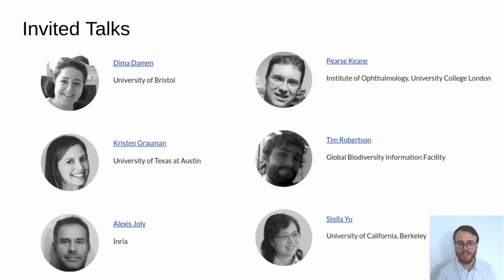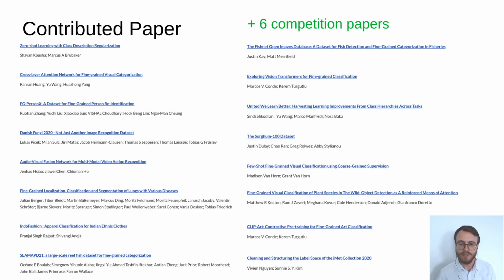So we are very lucky to have 6 really great invited speakers. Those cover the gamut from experts in machine learning and computer vision, to world-leading experts in their respective domains. Those include Dima Damen, Kristen Grauman, Alexis Joly, Pierce Keane, Tim Robertson, and Stella Yu. We have 16 contributed workshop papers from the community. And in addition to those 16 papers, we also have 6 competition papers that describe some challenges that we held in conjunction with the workshop.